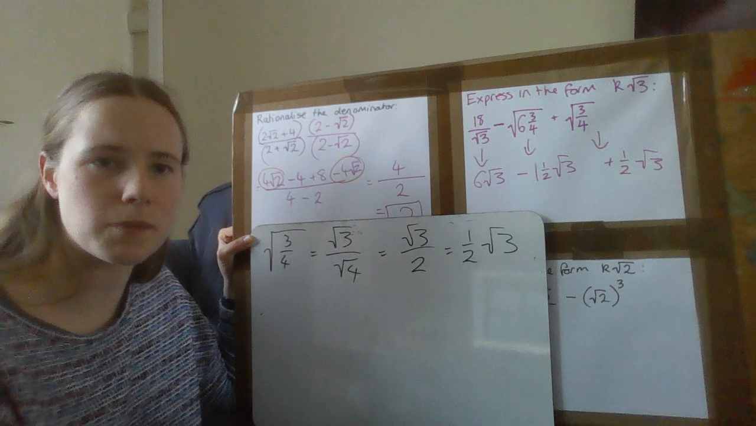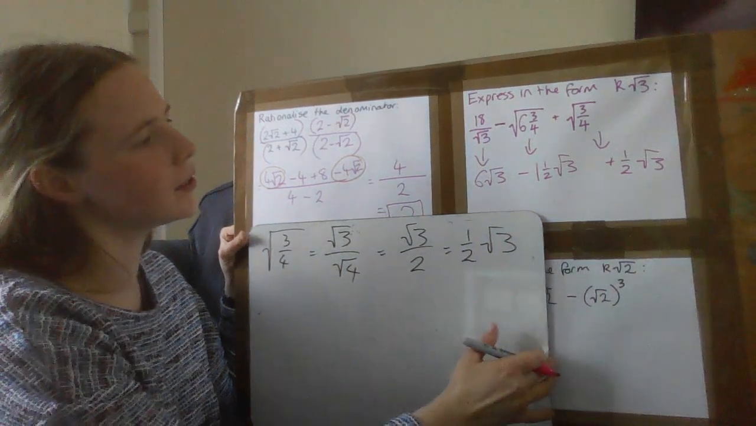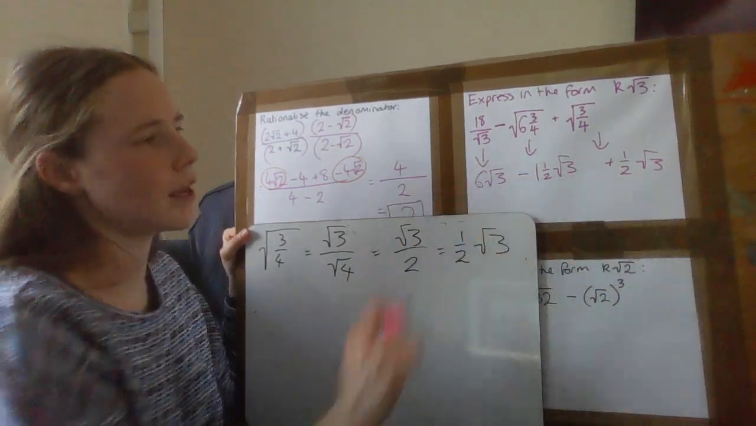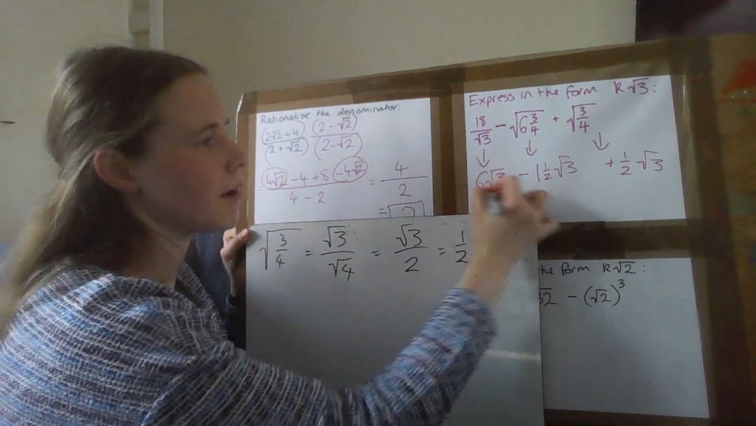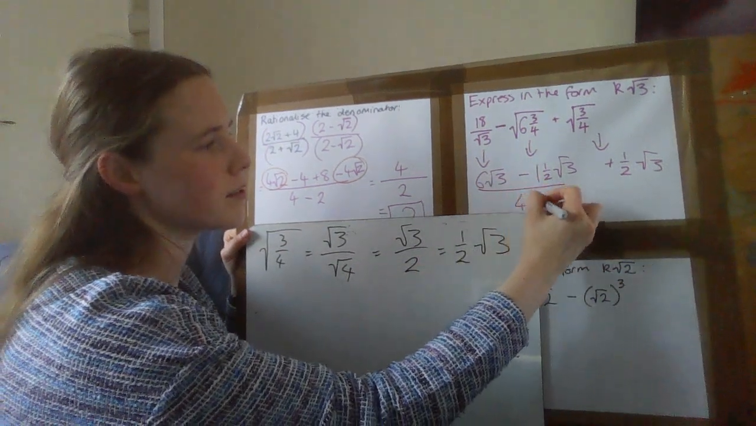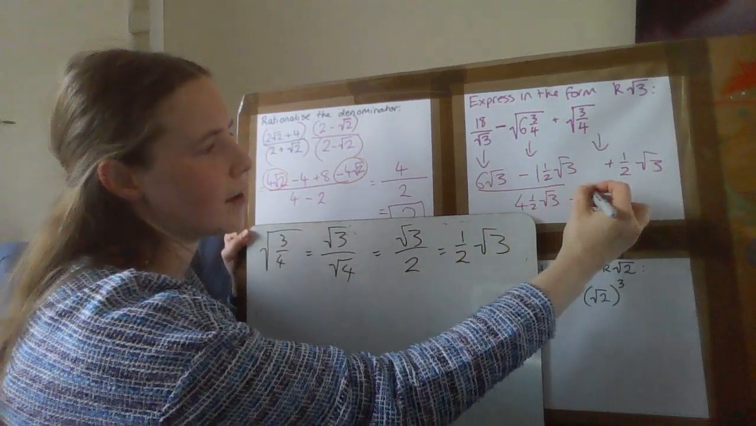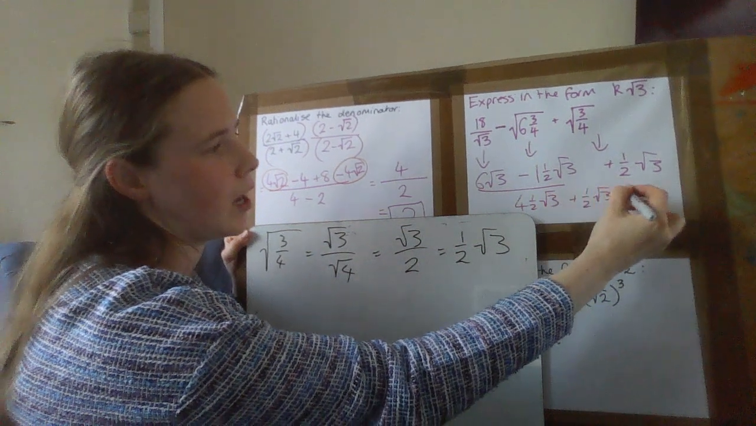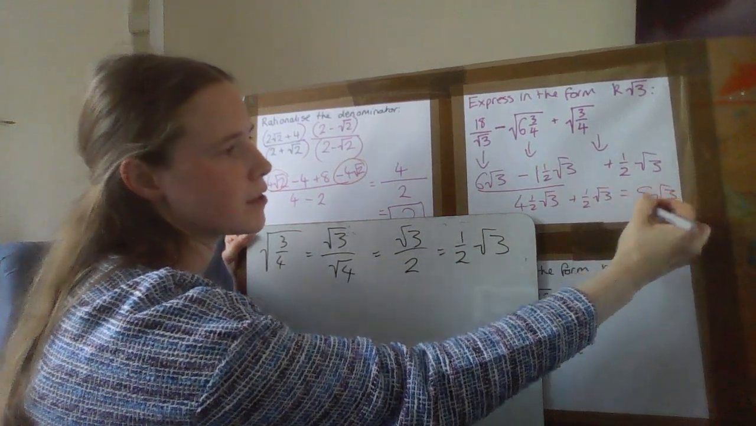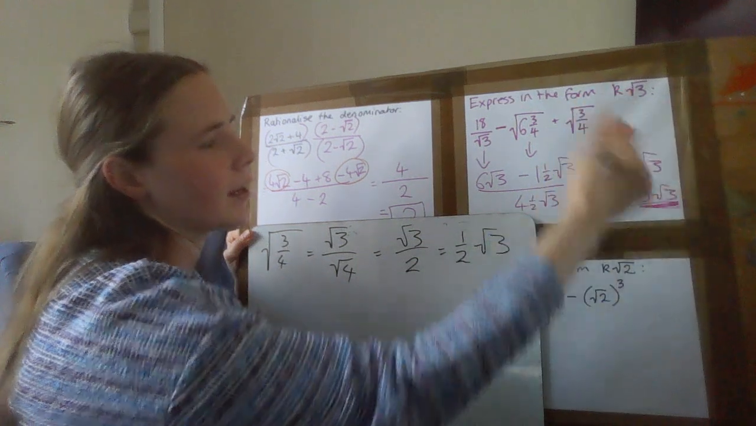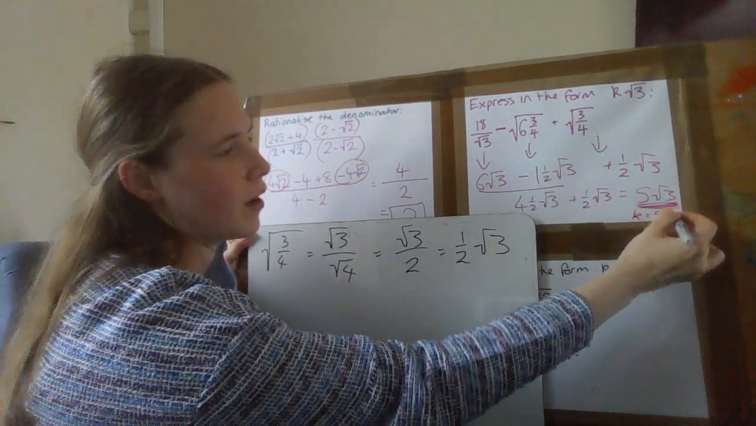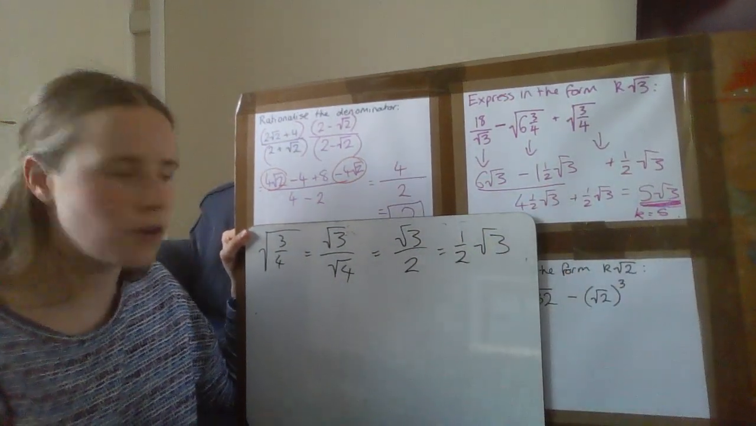Okay, now I've done each bit step by step. I'm now going to put them together. I've got 6 root 3s, take 1.5 root 3s. Together that makes 4.5 root 3s. And then I have to add half a root 3, and that gets me 5 root 3s. So that's my final answer, and k is equal to 5. Okay, final one.